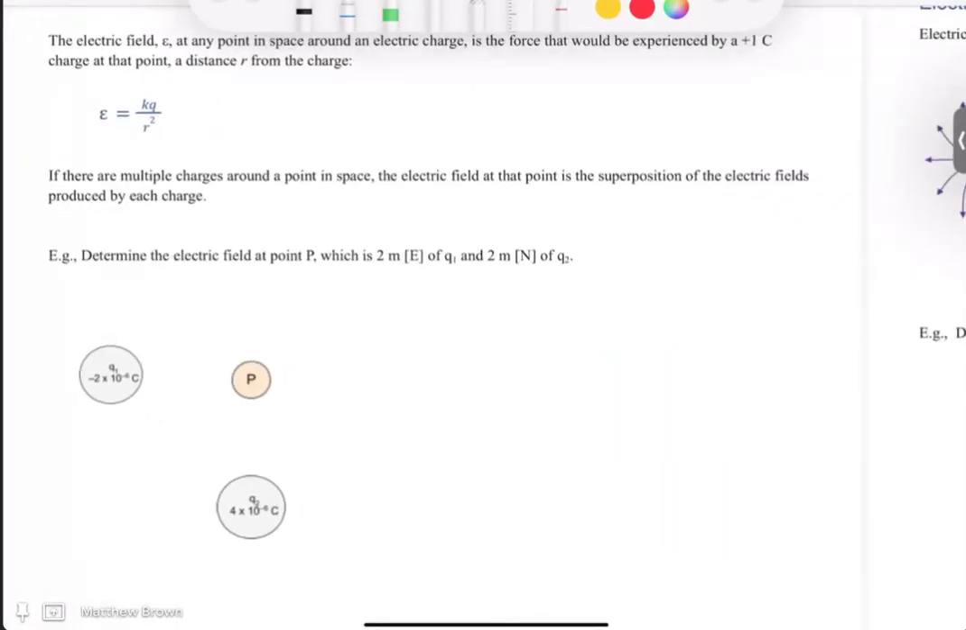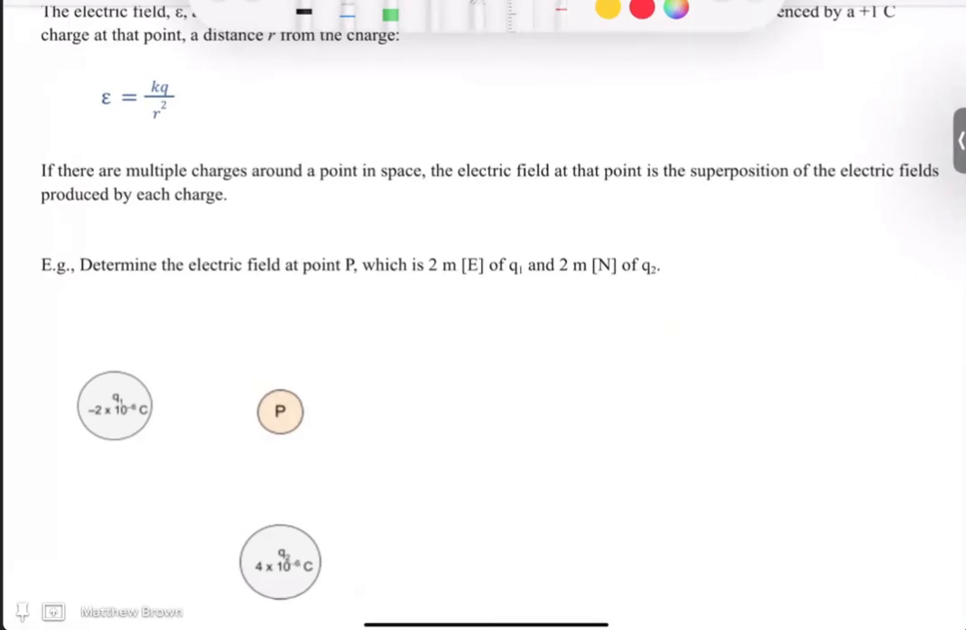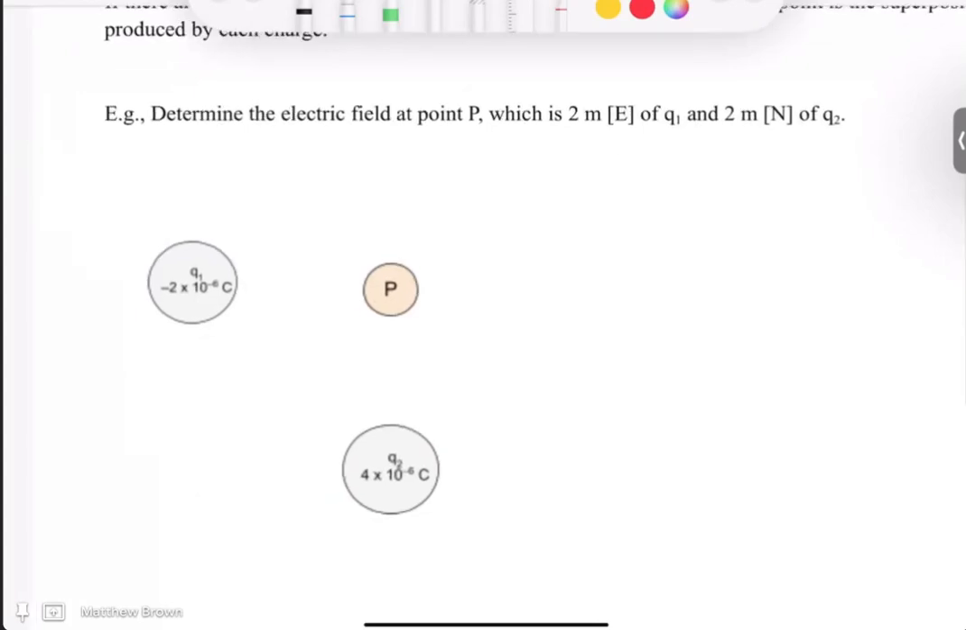Again, the principle of superposition applies here. If there are multiple charges around a point in space, then the electric field is just the superposition, or the sum, of all of those electric fields. So you just figure what the electric field is because of each individual charge, and then you can add those vectors together. So let's try it.